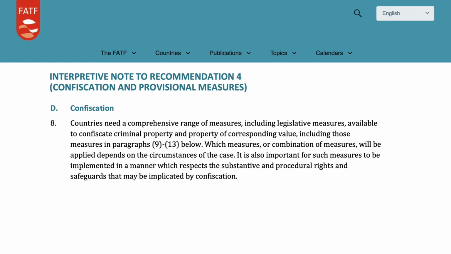Interpretative Note 8 on confiscation states that countries require a broad array of measures, including legislative actions to confiscate criminal property and assets of equivalent value, as outlined in paragraphs 9 to 13 below. The specific measures of combination or measures applied will depend on the case's circumstances. Additionally, it is crucial that these measures are implemented in a way that respects the substantive and procedural rights and safeguards that may be affected by the confiscation process.